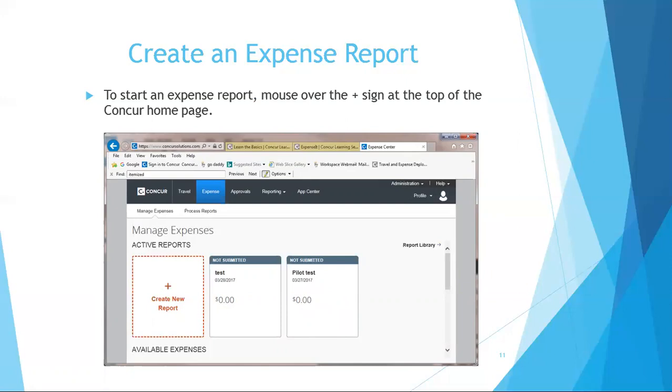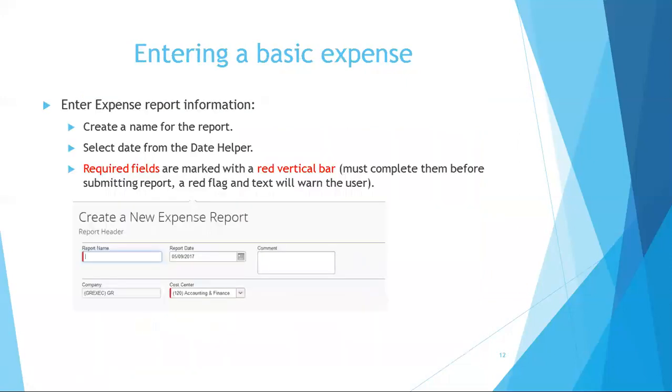So the next thing we do is create a new expense report by clicking on New Report. Once you do that, this little window pops up where you fill out a little more information, like a report name. You can call it whatever you want. And then it'll have your default cost center.